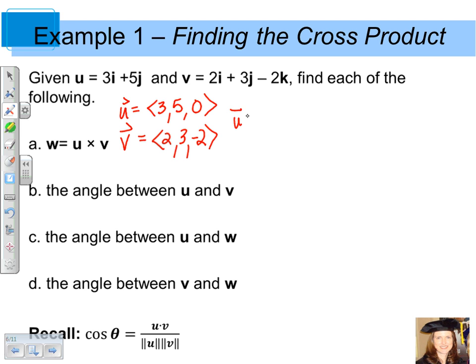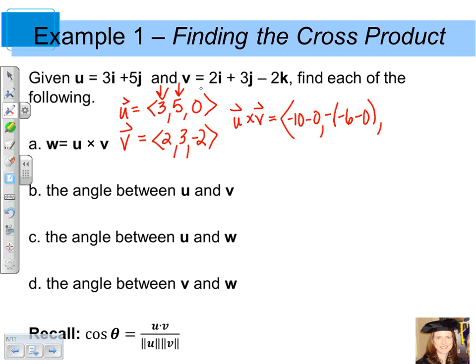Then the u cross v is a new vector where we cover up that i column here and then find the determinant of the remaining 4 components. We're going to do 5 times negative 2 to get negative 10 minus 3 times 0, which is 0. Our middle component is going to be the opposite of the determinant of the remaining 4 when you cover up that j column. Multiply 3 and negative 2 to get negative 6 minus 2 times 0 minus 0.